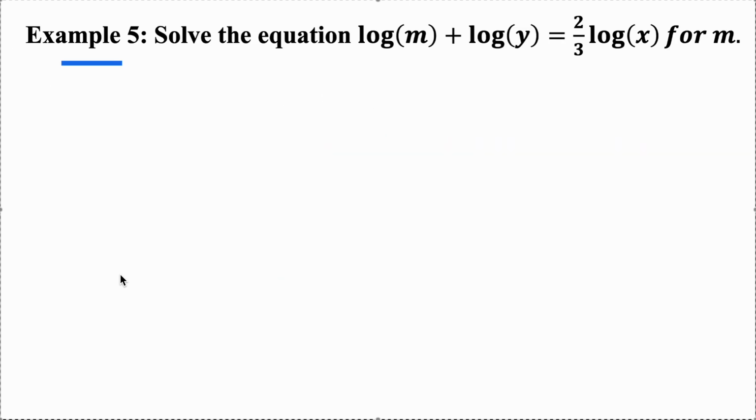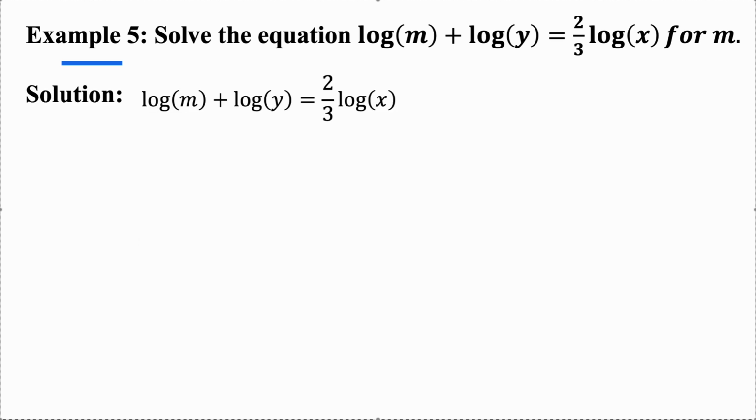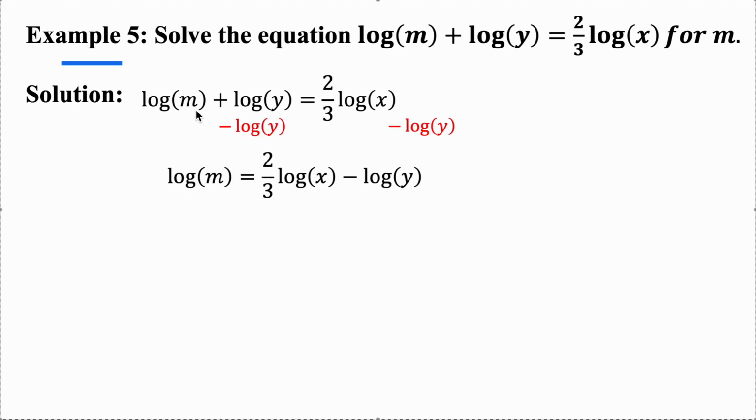For this example 5 here, we have multiple logarithms with multiple variables. So how do we solve for the variable m? Well, in order to solve this equation for the variable m, we need to isolate the logarithm with the variable m. So I'll subtract the log of y to the other side. We get the following. And then what we're going to do here is, usually when you have multiple logarithms on one side, you need to condense that. That is, rewrite it in a single logarithm.